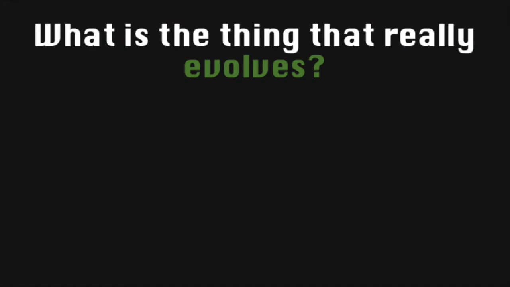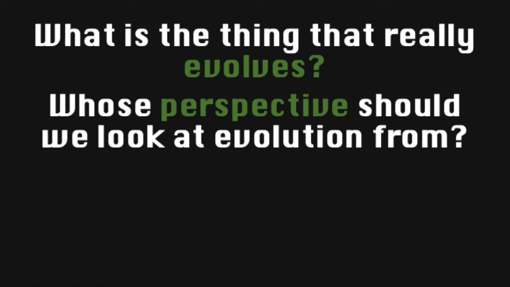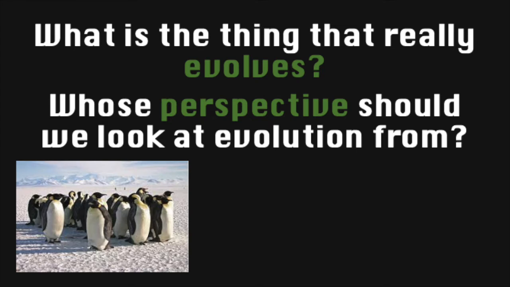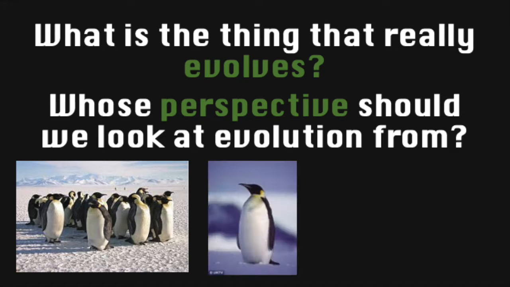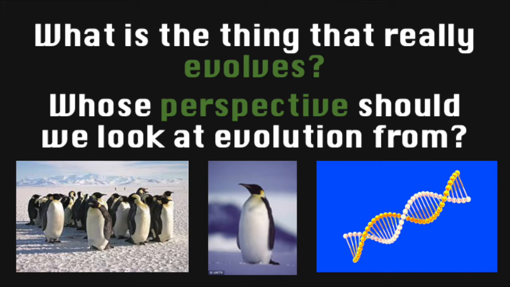Starting in the 1960s, there was a debate among biologists about how we should view evolution. Namely, the question they were asking is, what is the thing that really evolves? Or another way to put the question, whose perspective should we look at evolution from? Should we look at evolution from the population level? Maybe we should look at it in the individual. But the view that has won out since that time is that we should be looking at evolution from the perspective of the gene. And remember, a gene is just a segment of DNA that determines your traits.